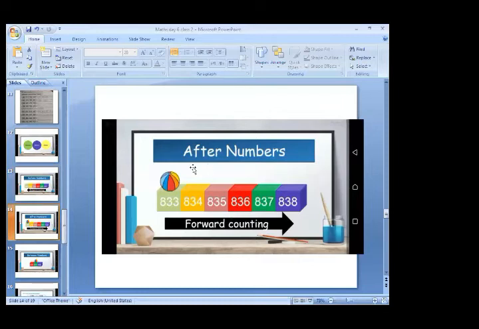Now we are going to learn how to find out the after number. So here there are three-digit numbers. Here the number is 833. If you want to find out the after number, you will count forward. So which number comes after 833? 834. Which number comes after 834? 835.